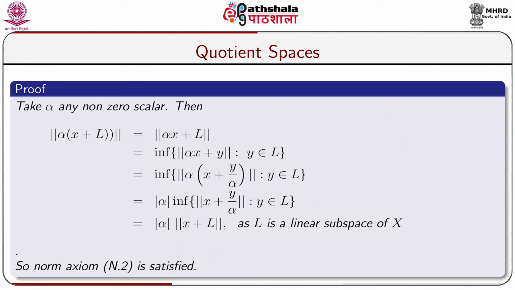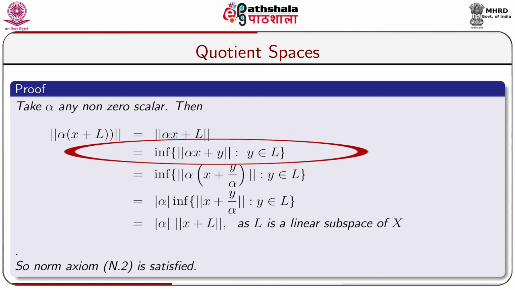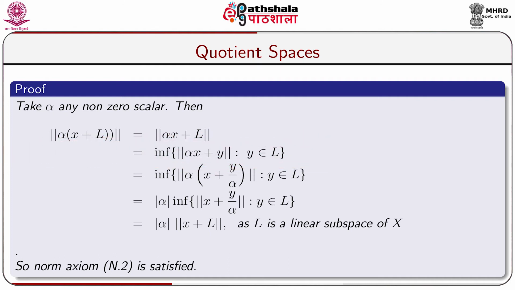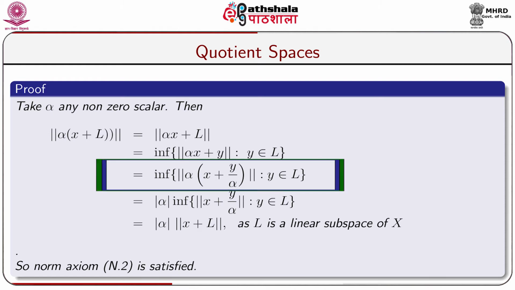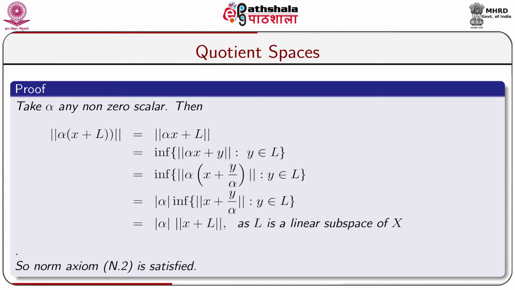Take alpha to be any non-zero scalar, then consider norm of alpha x plus L. As per the definition of norm in X by L, norm of alpha x plus L is equal to the infimum of all such norm of alpha x plus y where y belongs to capital L, which is again equal to infimum of norm of alpha into x plus y by alpha where y belongs to capital L, which equals modulus of alpha times infimum of all such norm x plus y by alpha where y belongs to capital L, which is equal to modulus of alpha into norm of x plus L, as y by alpha belongs to capital L and L is a linear subspace of X. So, the second norm axiom is satisfied.